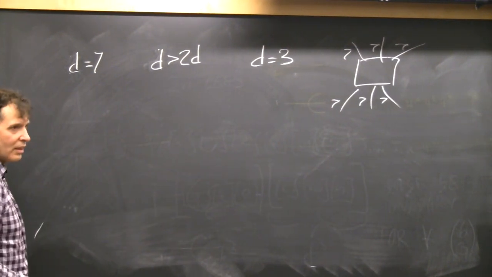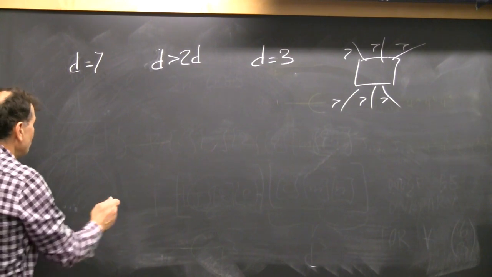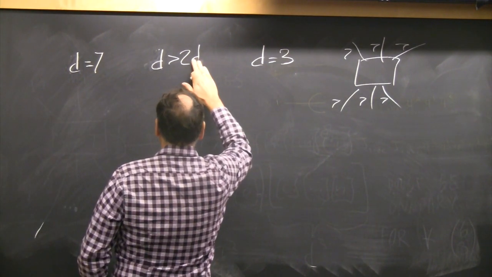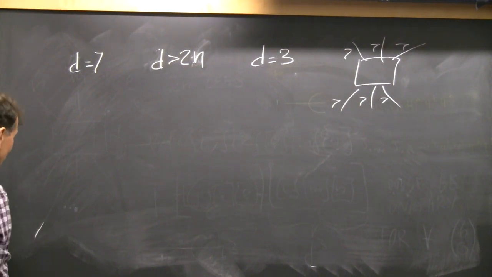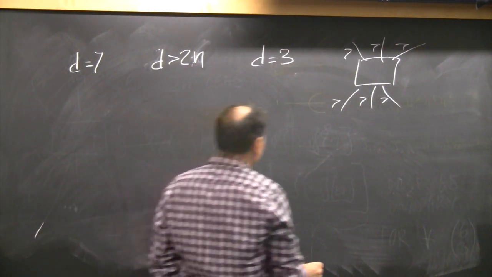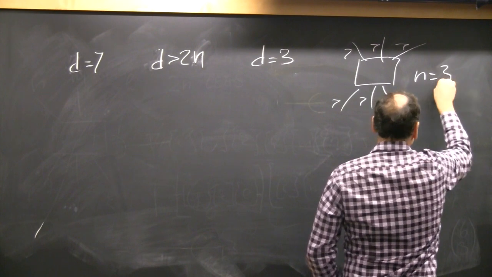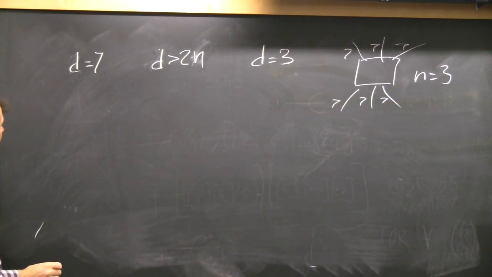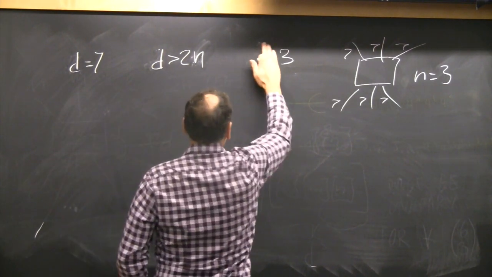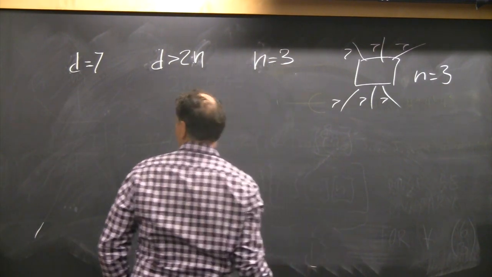Mario, what did you mean by d greater than 2n? D greater than 2n. Right, so here n equals 3.